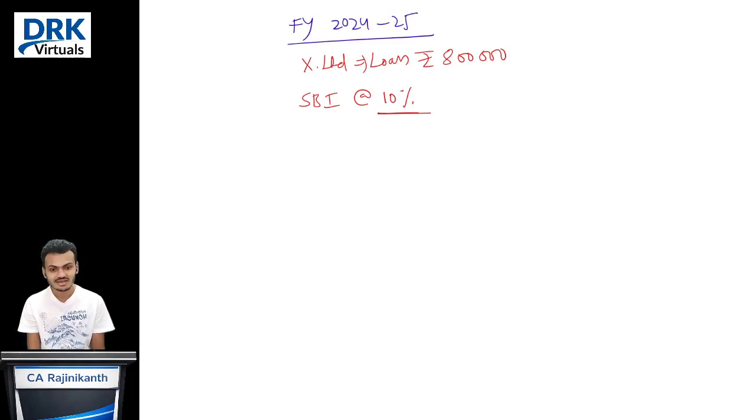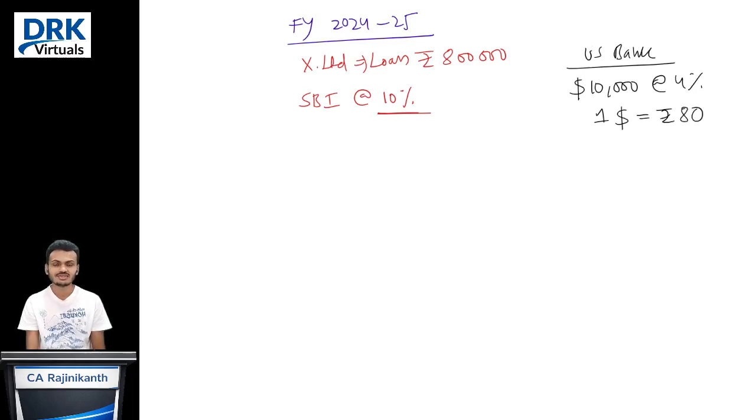In that process, the company approached a foreign based bank. Okay, assume it is a US bank. This bank is offering an equivalent amount of loan at a 4% interest rate. Assume the exchange rate, the spot rate on the date of transaction, $1 equals rupees 80. At the moment we see this, what comes to our mind first? This is a low interest loan. This is a high interest loan, correct?